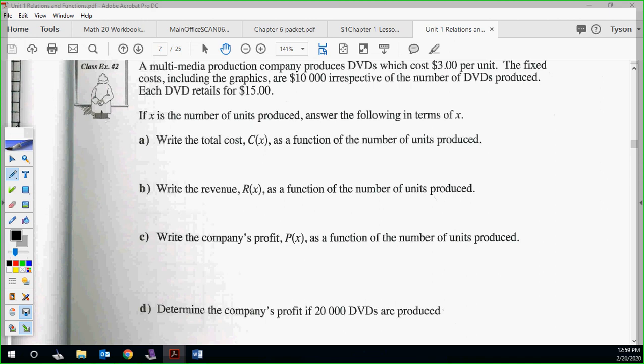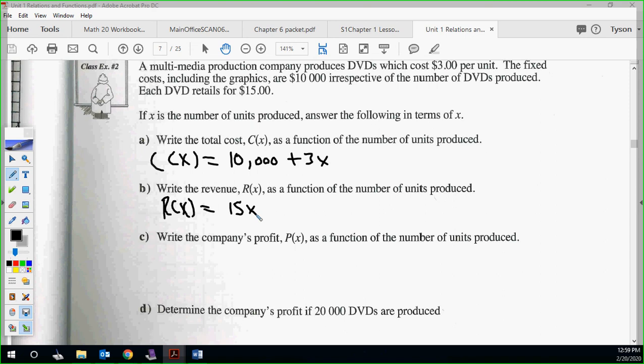If x is the number of units produced, answer the following in terms of x. Write the total cost as a function of the number of units produced. So what is your cost function for the situation? 10,000 plus 3x. Yep, 10,000 plus 3x. Perfect. So $10,000 plus $3 per unit. Okay. What's your revenue equation? $15x, right? You're getting $15 per DVD sold, right? That's your revenue. You're already jumping ahead there, Langley, for profit.